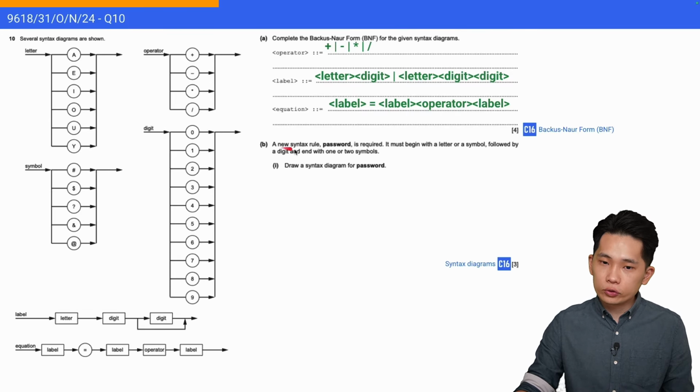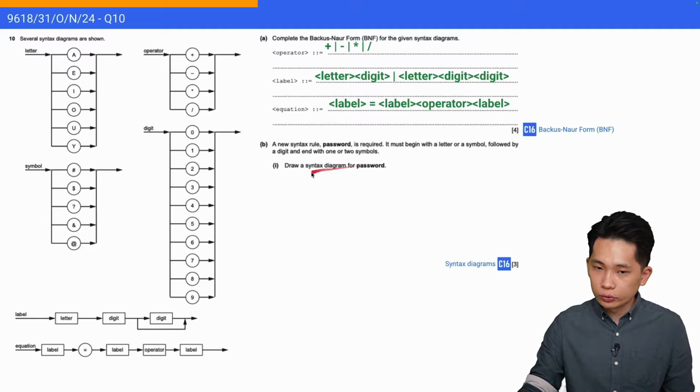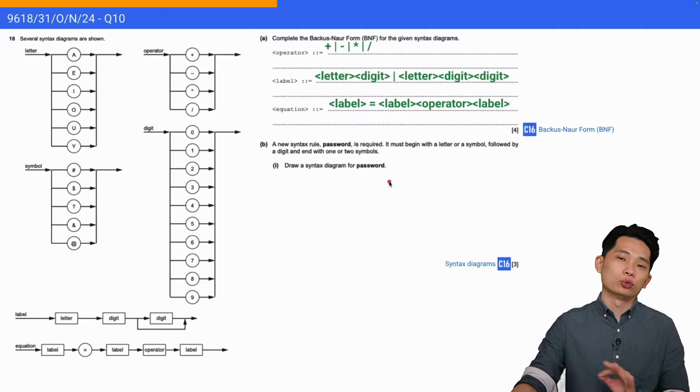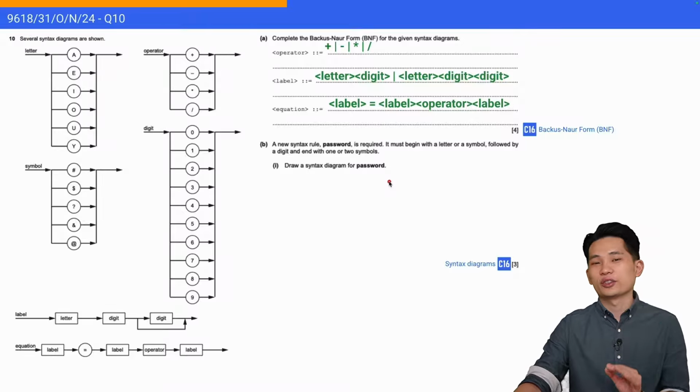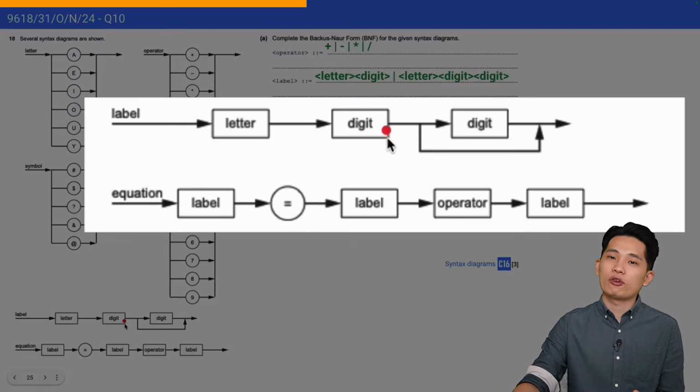For B, a new syntax rule password is required. It must begin with a letter or a symbol, followed by a digit and end with one or two symbols. Draw a syntax diagram for password. If you forget how to draw a syntax diagram properly, this question is quite kind and already gives you examples here. So you can just copy the format on the left here.